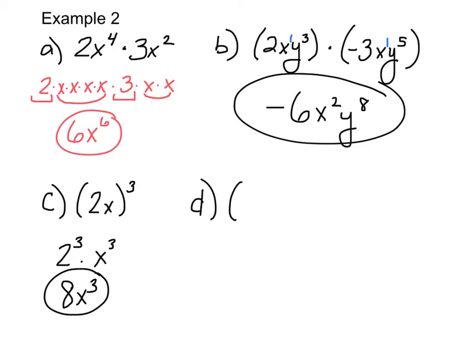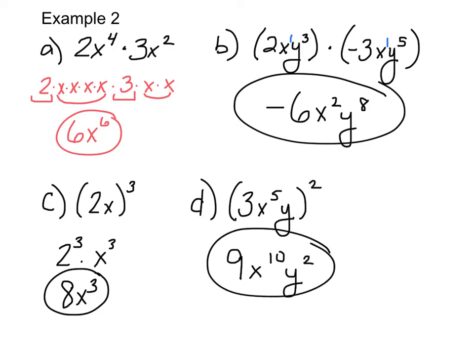D. 3x to the fifth y squared, all to the second power. We start off by taking 3 to the second power. 3 to the second power is 9. Then we take powers to powers. So we take 5 times 2, which is 10, and 1 times 2, which is 2. So my answer would be 9x to the 10th, y to the second.